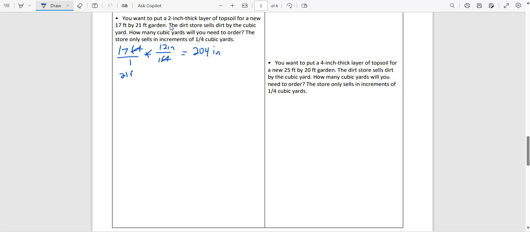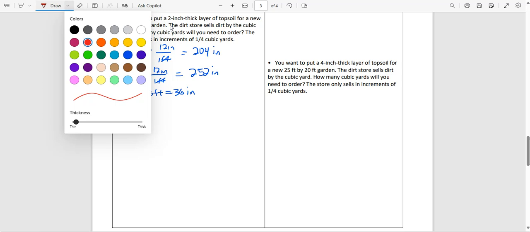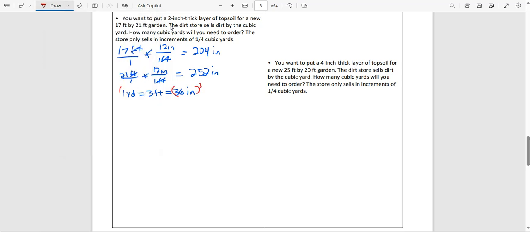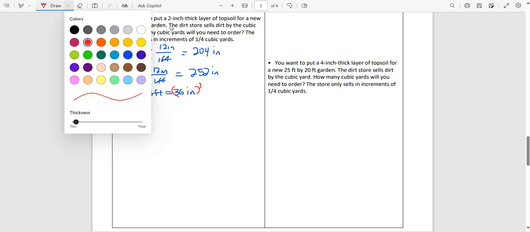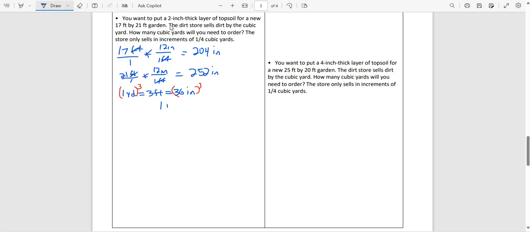The 21 feet, same thing, convert that into inches. 21 times 12 is 252 inches. And then the cubic yards, I know 1 yard is 3 feet, and each foot is 12 inches, so that's 36 inches. And if I were to take that conversion factor and cube it to get cubic yards, I would get my final conversion, which is 1 cubic yard equals 36 cubed.